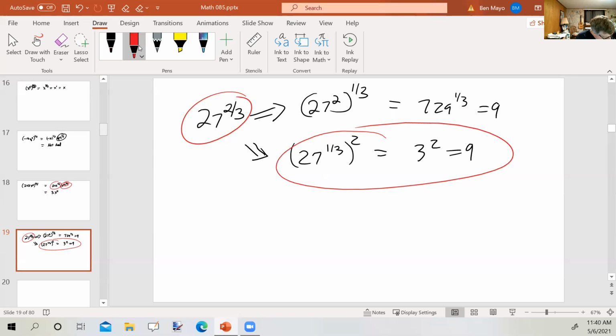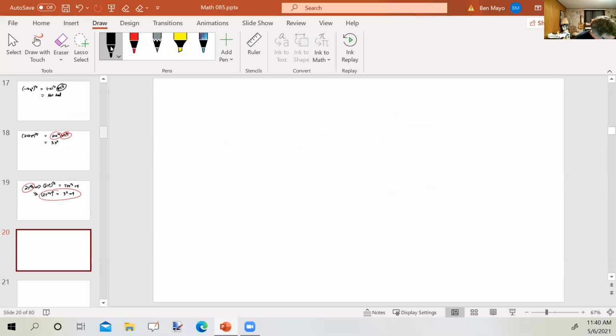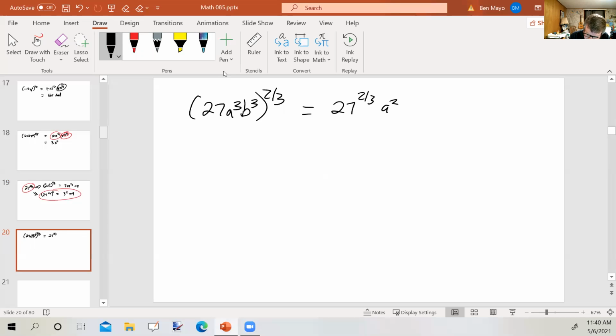Okay, let's see here. It says simplify each expression. All variables represent positive real numbers. So here we don't have to worry about absolute values. We have 27 a cubed b cubed all to the 2/3 power. So again, I have a product raised to a power, so I'm going to attach that outside power to each factor inside.